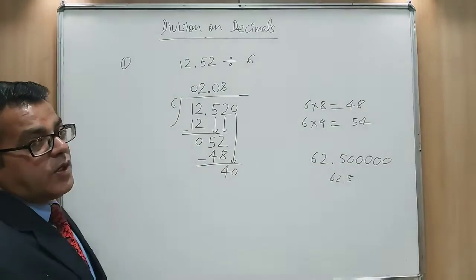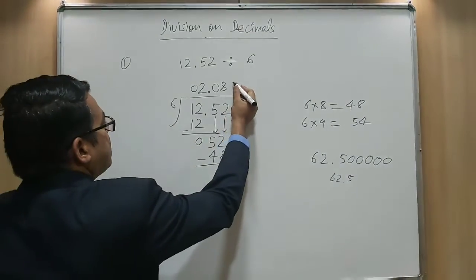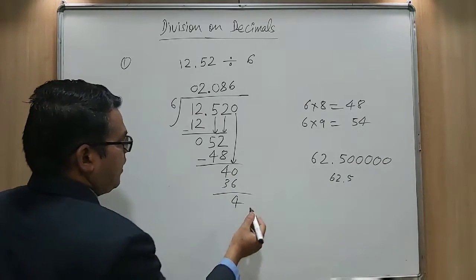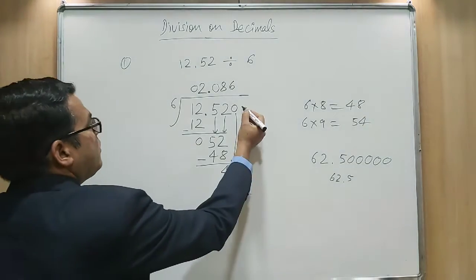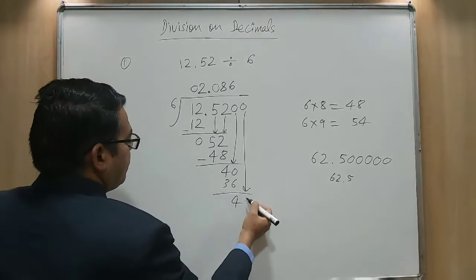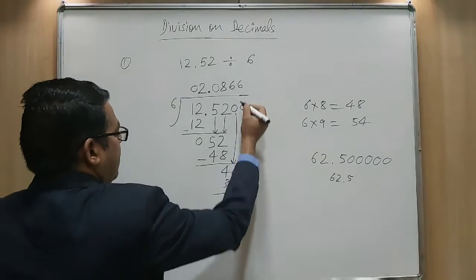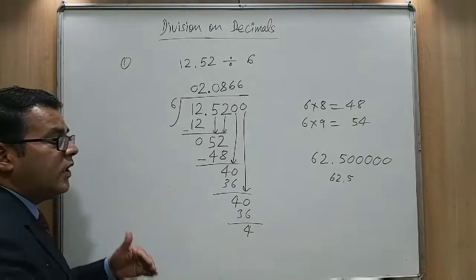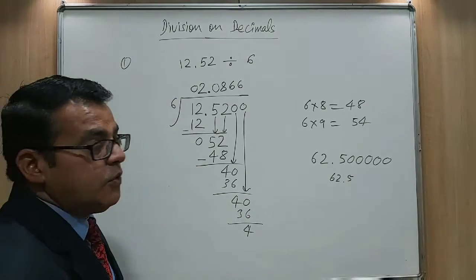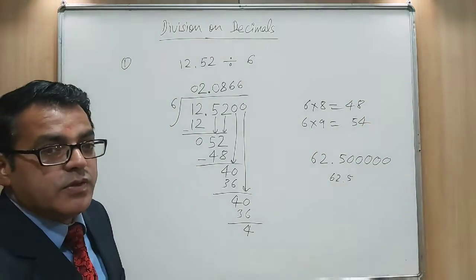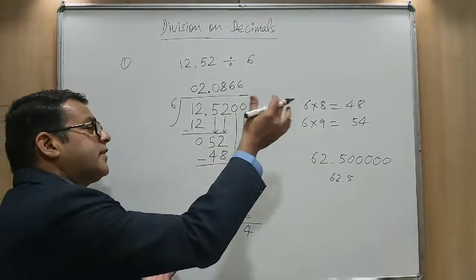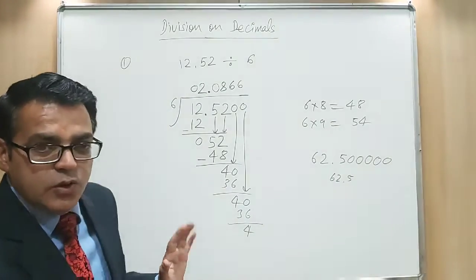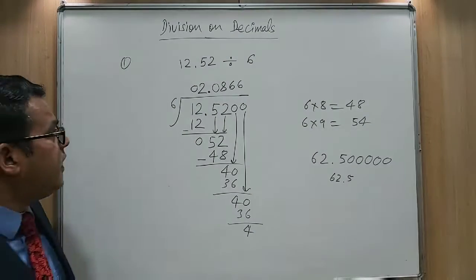Now it becomes 40. So 6 6s are 36. 4 will come here. Again we can put 0 here. So 6 6s again 36. So again 4 and again 0. This process will continue. It is a never-ending process. You will get 6 6 6 6 6 so many times. So just leave it here only. No need to do it further.